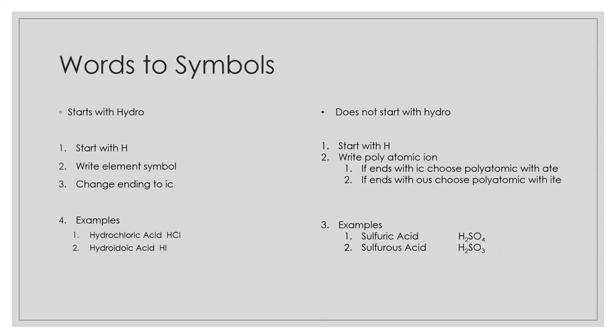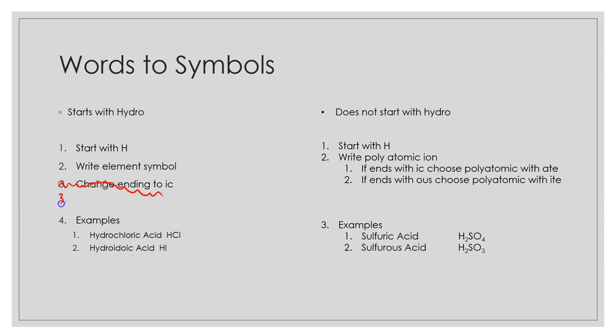And last but not least, going from words to symbols. If it starts with hydro, so like hydro something acid, you start by writing an H, and then you write the element symbol there. Hydrochloric acid, HCl. Hydroiodic acid, HI. Chloric is Cl, so we put a chlorine, so that's Cl. Iodic, iodine, we put the I.